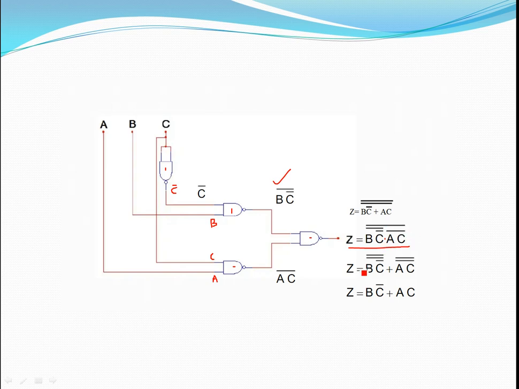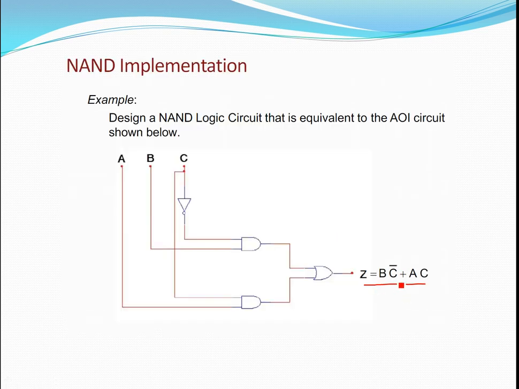If you simplify this expression, we'll get the original expression, that is BC bar plus AC. You can see it here. Simplify this expression again by applying De Morgan's theorem. So BC bar double bar, this dot becomes plus, and AC double bar. The double bar gets cancelled. So z equal to BC bar plus AC. This is the original expression, BC bar plus AC.